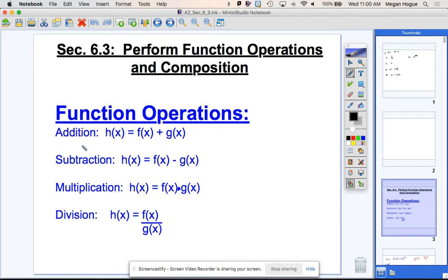So when we deal with addition, there's going to be an addition sign in between the functions. Subtraction, a subtraction sign. Multiplication, they're going to use a little dot. Well, we know that. For division, they're going to set it up as a fraction. We've seen that over and over again. So I didn't think we needed to write that down because it's very straightforward.